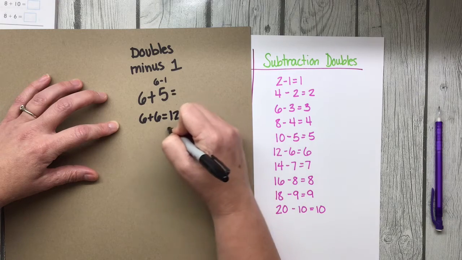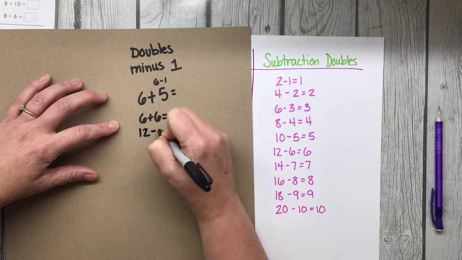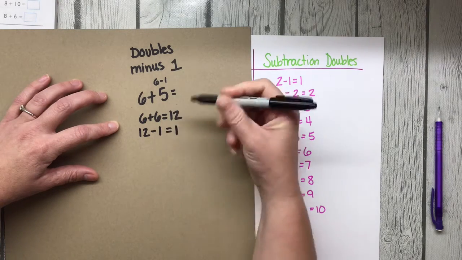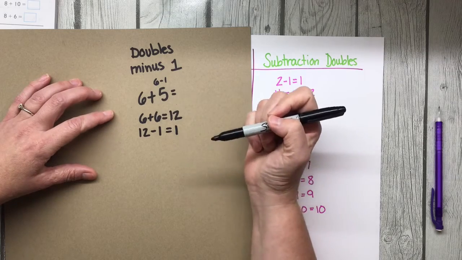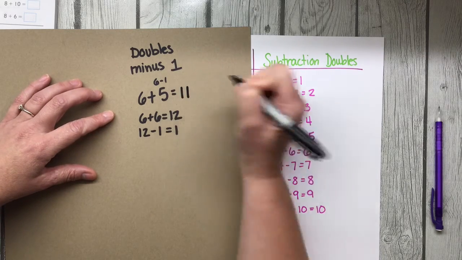And then we take away 1. 12 minus 1 equals 11. So 6 plus 5 equals 11.